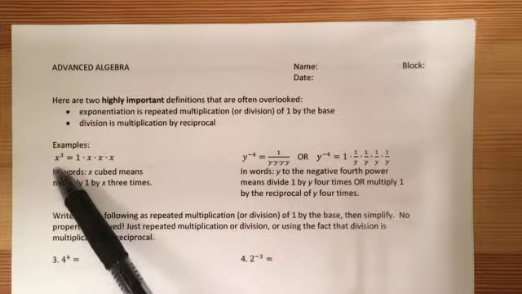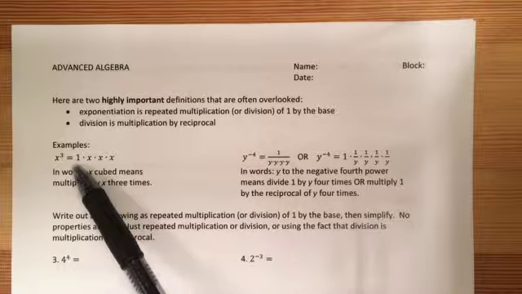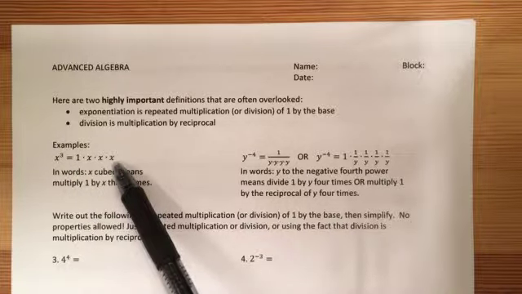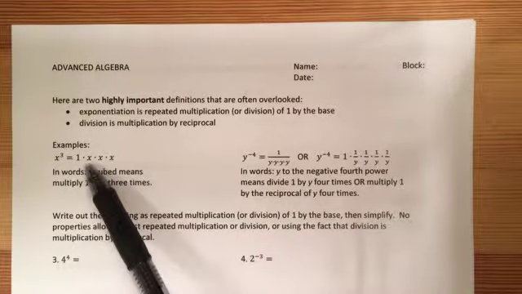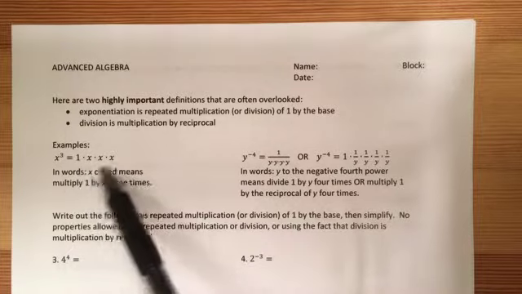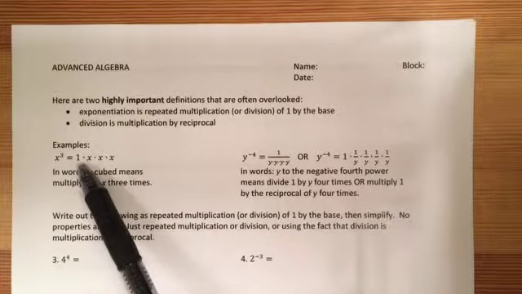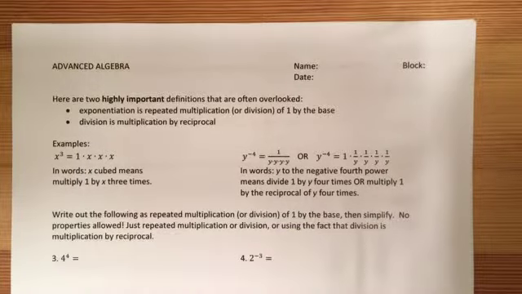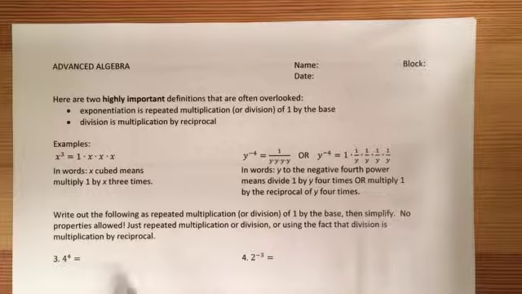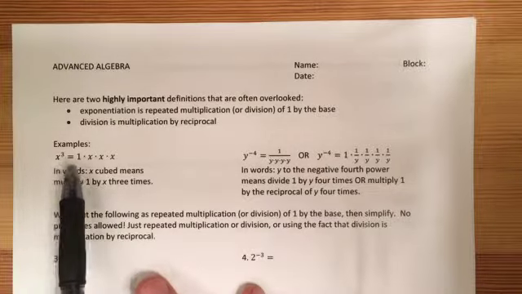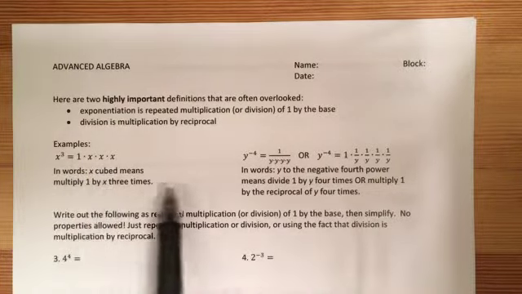Okay, so for instance, x cubed actually means 1 times x times x times x. It's not really x times itself 3 times because that would be 4 x's. So we're really doing 1, which is the multiplicative identity, right? When you multiply it by something, it doesn't change it. 1 times 3 is still 3. So x cubed really means multiply 1 by x 3 times.